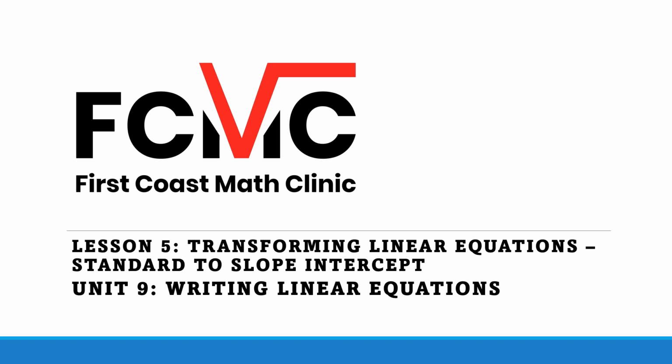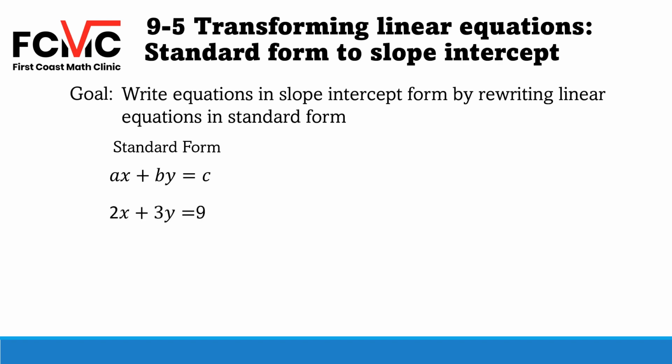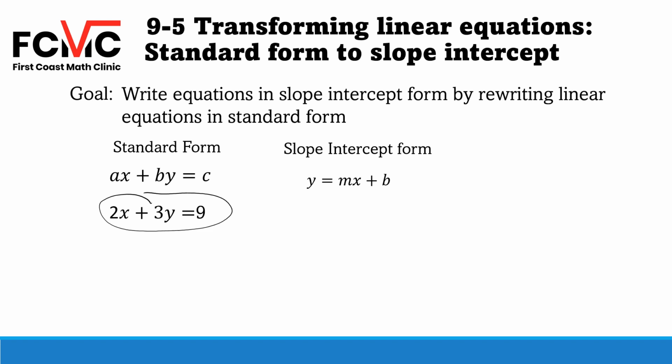The goal of this video is to write equations in slope-intercept form by rewriting linear equations in standard form. To review, standard form takes the form ax plus by equals c. An example would be 2x plus 3y equals 9. We want to take this equation and write it in slope-intercept form, which is y equals mx plus b. So we basically want to get that y by itself and move everything that's not y from the left side to the right side.